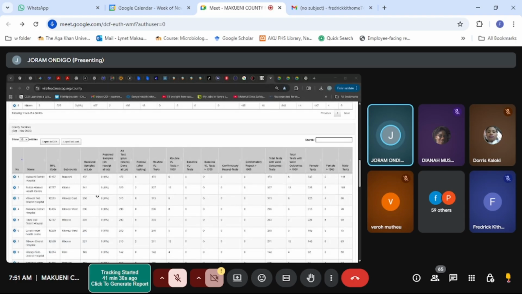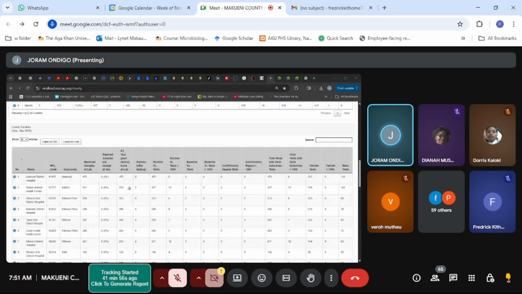Kitundu dispensary in Booni, 4.3% of the samples were rejected. That's really, really high. So someone can visit the facility and just find out. Oh my, there's one Kambu dispensary. They sent one sample and that one sample was rejected. So that's 100%. That's why the rejection has been high. But other than those two facilities, nothing to worry about. So just target those two facilities and find out why their samples were rejected.